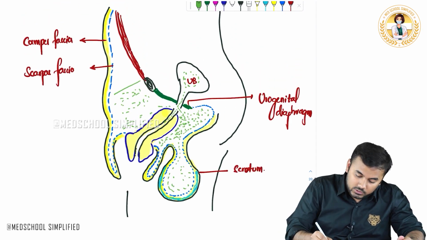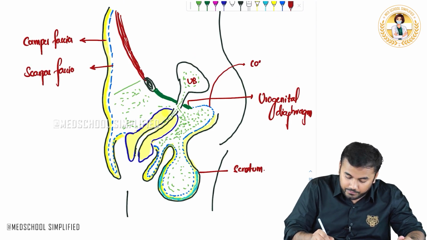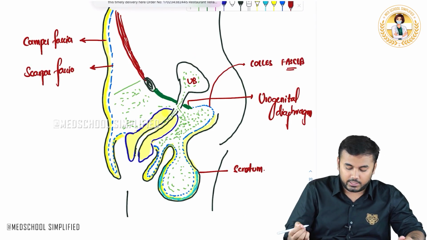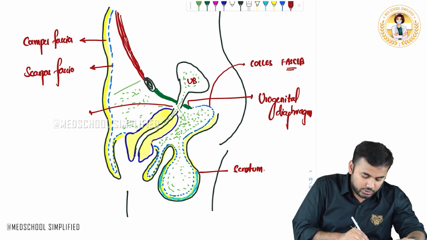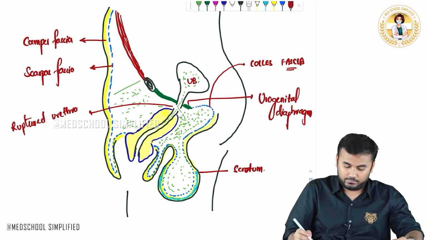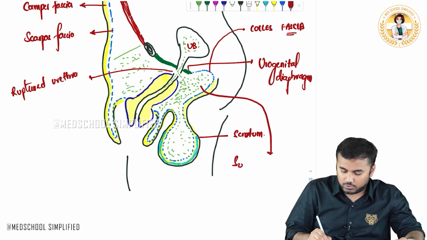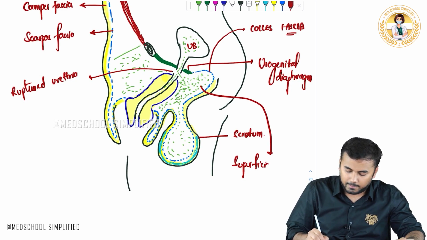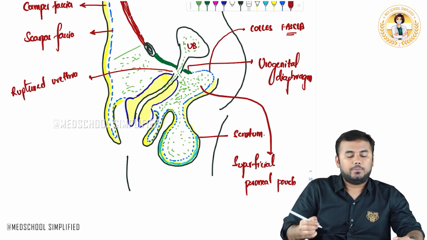And by the way, this fascia over here, whatever I've told you, this is your Colles fascia. This fascia over here is called your Colles fascia. And you can see here, this is a ruptured urethra. And this pouch over here is called the superficial perineal pouch.